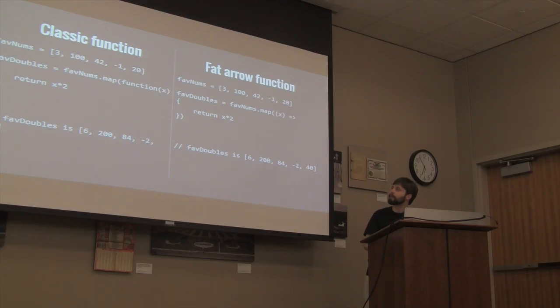So, normally in JavaScript, in ES5 or earlier, you'll have just normal standard function notation where you have function, and then parameters, and then the body of your function. And if you want to return anything, you have to explicitly specify return. But something introduced into the ES6 standard was the fat arrow function.